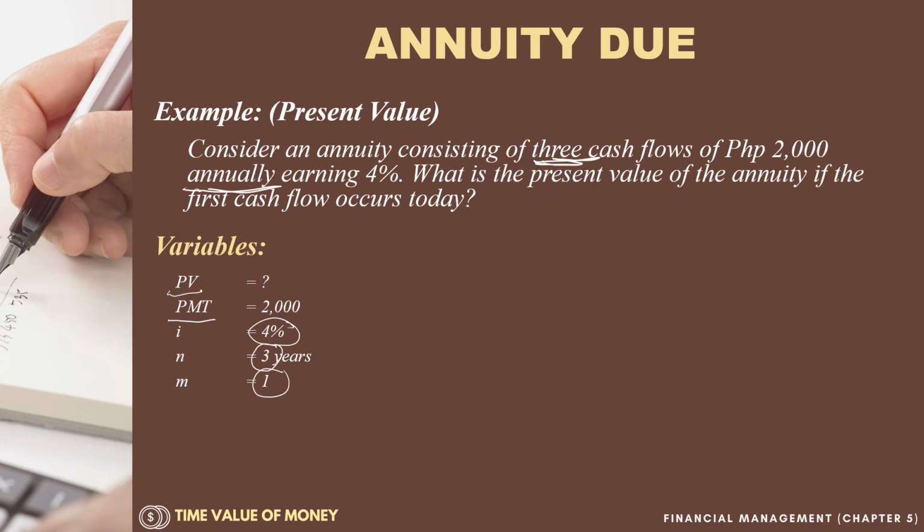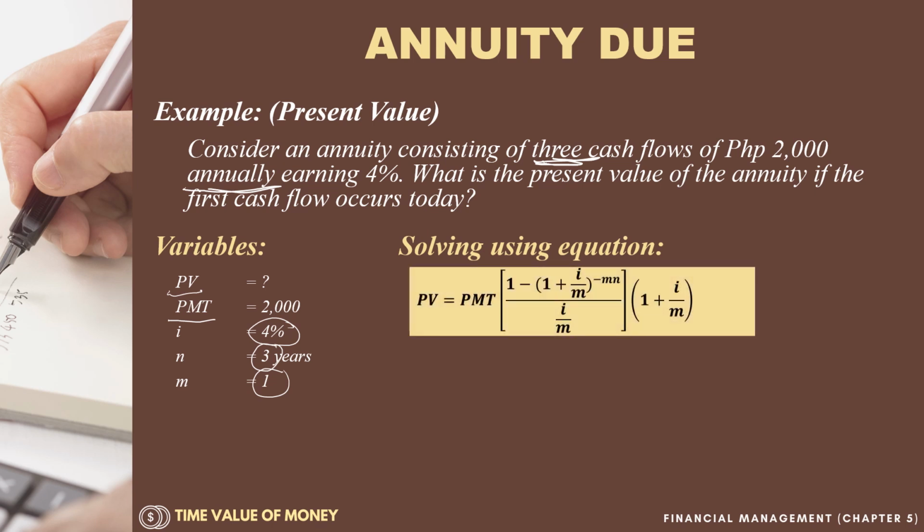Okay, so let's solve this using the equation. Again, the equation for the present value annuity due is PV equals payment multiplied by 1 minus (1 plus I over M) to the power of negative M times N, all over I over M, multiplied by 1 plus I over M.